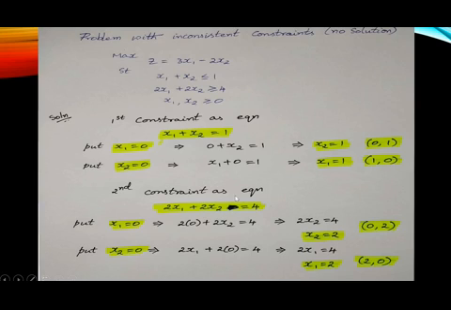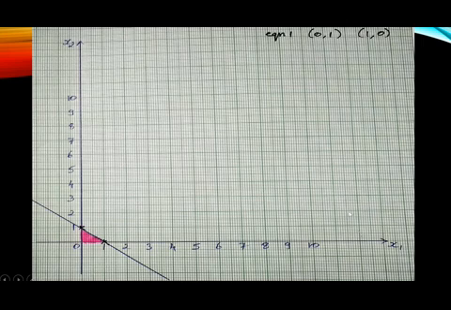Now consider the second constraint, 2x1 plus 2x2 equals 4. When I put x1 equals 0, I get 2x2 equals 4, which makes x2 equal to 2. When I put x2 equals 0, it makes 2x1 equal to 4, which makes x1 equal to 2. So the points that I get are 0, 2 and 2, 0. When I try to plot it, how does it look?